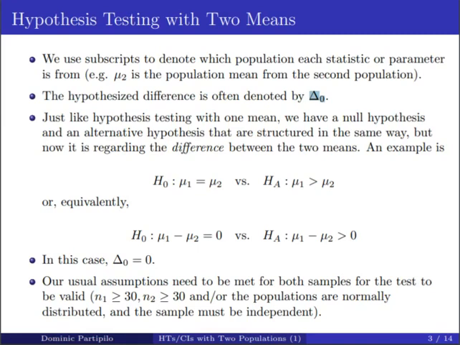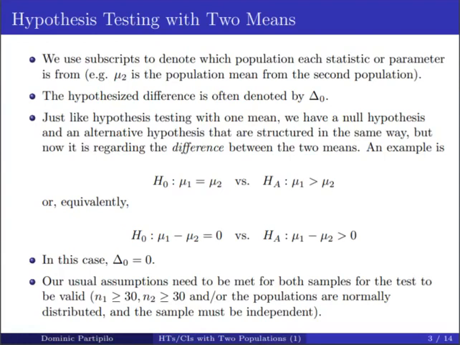So just like hypothesis testing with one mean, we're also going to have a null hypothesis and an alternative hypothesis that are structured in the same way, but now it's regarding the difference between the two means and not the actual means themselves. So an example of this would be this. Our null hypothesis is going to be that mu1 is equal to mu2, or that the population means are equal to each other. And an alternative hypothesis could be that mu1 is greater than mu2, or it could be that mu1 is less than mu2 or not equal to mu2.